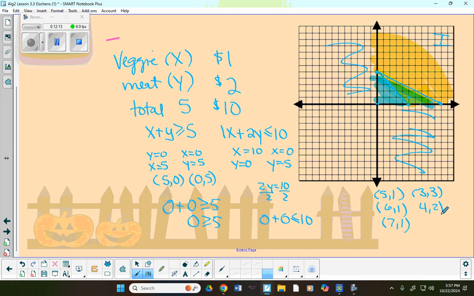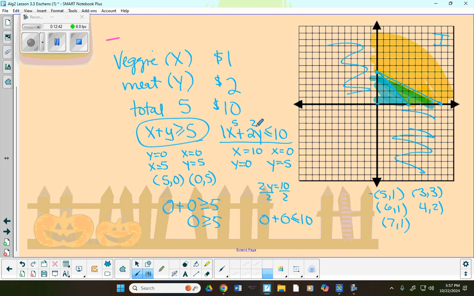And so basically, we want to have more than 5. And so if you add all of these together, 5 plus 1, 6 plus 1, 7 plus 1, 3 plus 3, 4 plus 2, they're more than 5. And then when you look at the cost, 1 times 5 is 5 if we're looking at 5, 1. And then 2 times 1 is 2, and that would give you $7 if that's the combination you go with.